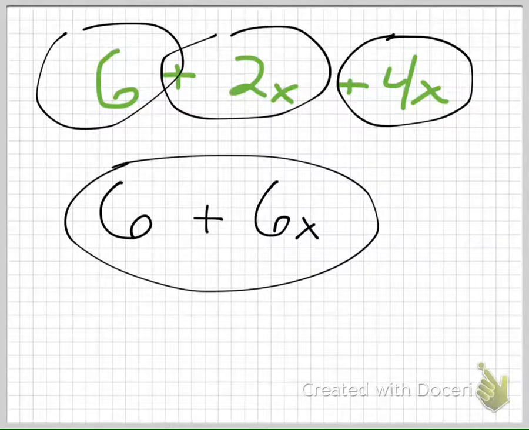How many of you got that? 6 plus 6x? That's not enough. Did you make 12x? You combined non-like terms. Okay. What about this?